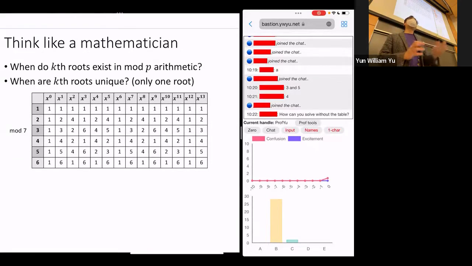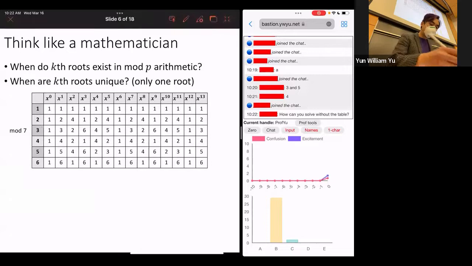Well, this is the same sort of question as we did earlier with our times tables, right? Or with these powers, how can you solve without the table? That's a very good question. We're going to get to that. It's quite hard. So that will be the subject of this lecture. But here we have a table, so it's a little bit easier. But when are the kth roots unique?